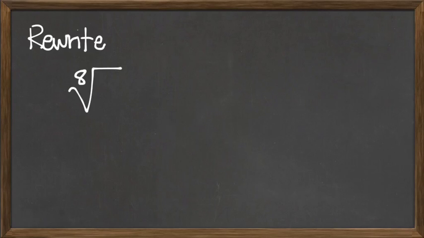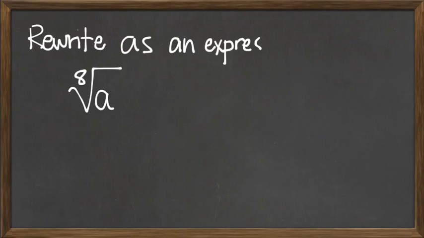What you're asked to do in this problem is to rewrite what's called a radical expression. And the expression that you're asked to rewrite looks like this. And the instruction is to rewrite it as an exponential expression. In other words, we want to understand what this quantity is, not using that radical sign, but instead using an exponent.